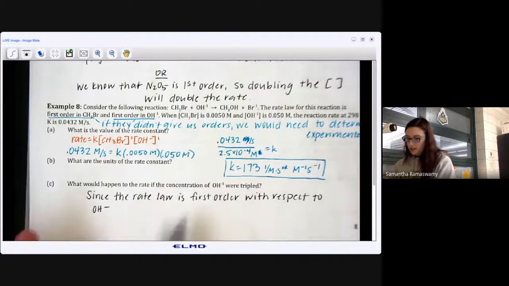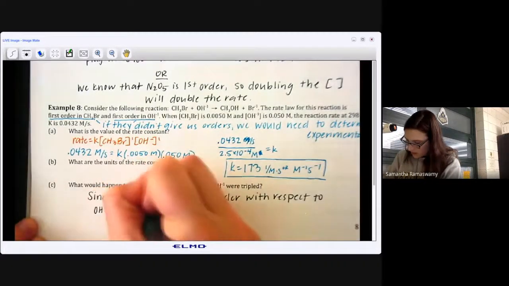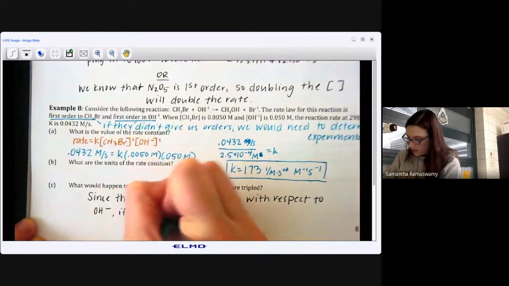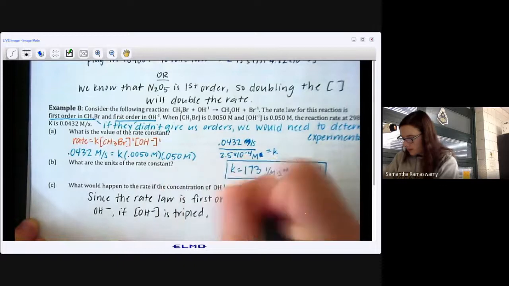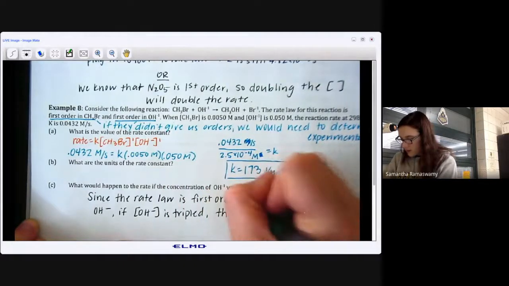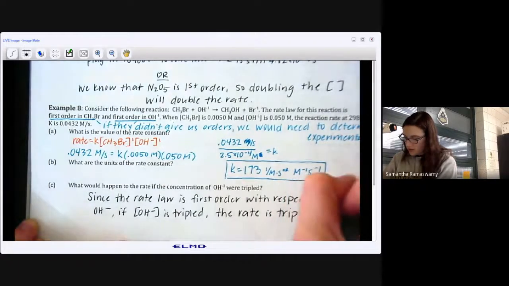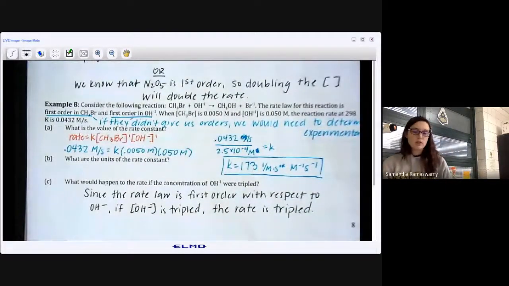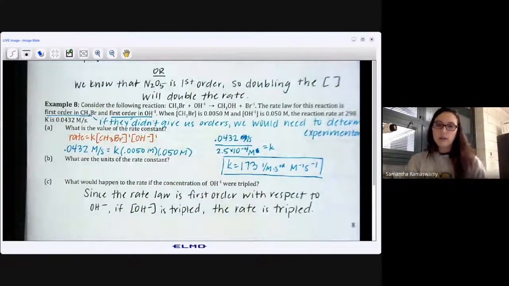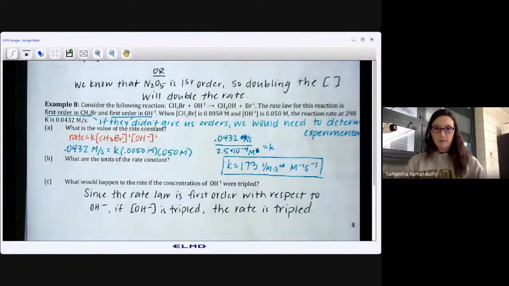So since the rate law is first order with respect to OH minus, if the concentration of OH minus is tripled, the rate is tripled. It doesn't say anything about changing CH3Br, so we assume it stays constant. So whatever you do to the concentration of OH minus, you do to the rate, because it's first order.